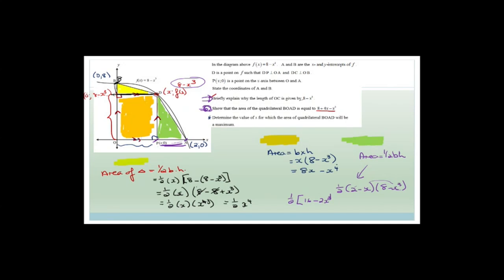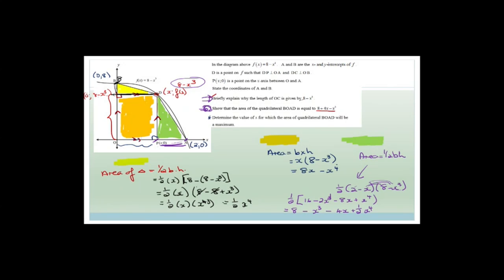Then you get minus 8x, and then you become plus x to the 4. Okay, you with me? All right. Now I need to multiply everything by half, so that becomes 8 minus x cubed minus 4x plus a half x to the 4. Okay, so now I need to take all these last numbers.